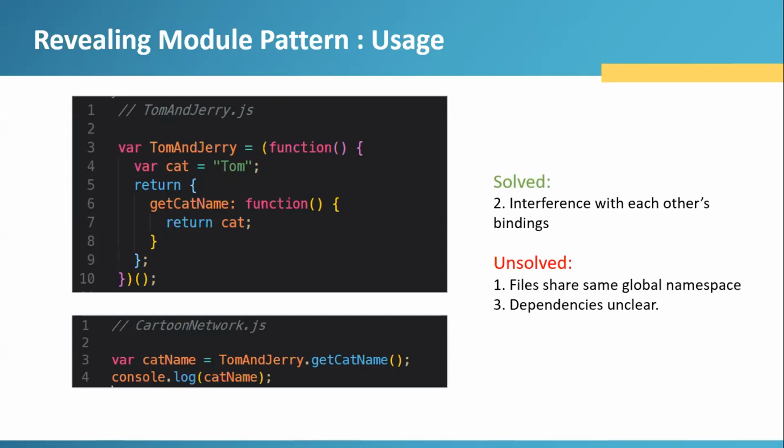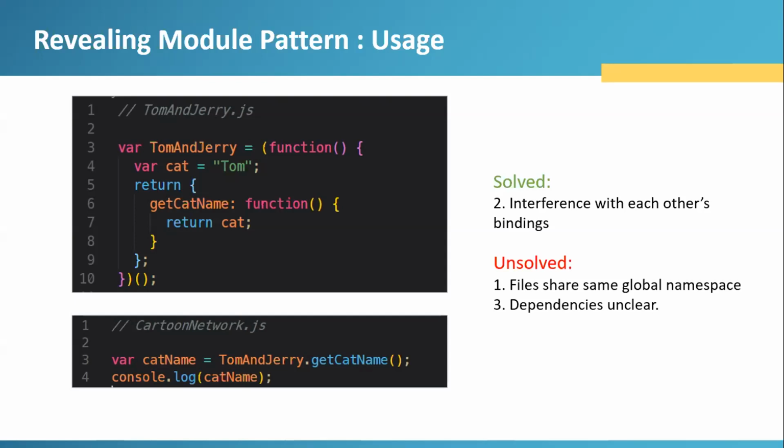We have only solved one of the three disadvantages of files, which is the second one, interference with each other's bindings. And this is solved because of the local scope that we created with the immediately invoked function. Now we still have two unsolved problems here. First, these two modules also share the same global namespace, and the third one is the dependency unclear problem, right? So if I explain this problem in file cartoon network.js, you'll see I'm using the Tom and Jerry object, but I'm not explicitly specifying from where I'm getting this Tom and Jerry object, right?